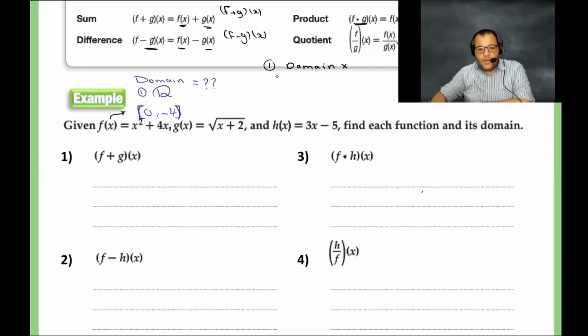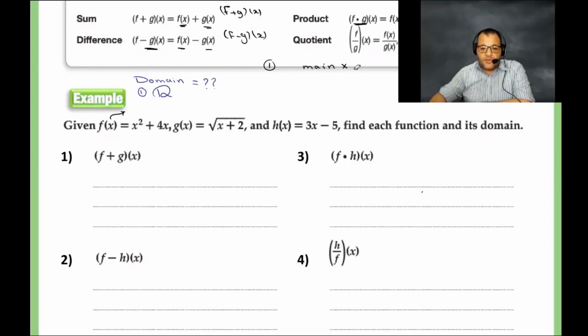Number 2. To write the interval, you have to start from the smallest number to the greatest number. So this way of writing the interval is wrong. That's mistake number 2. So that's about the domain.